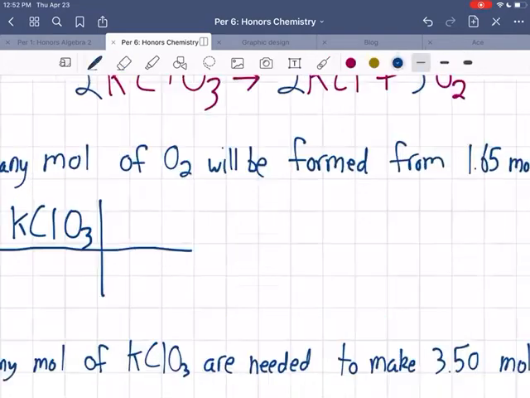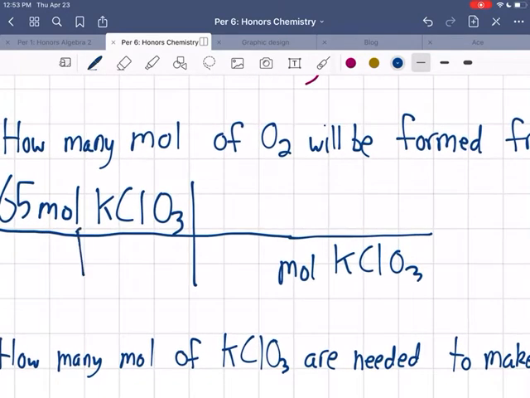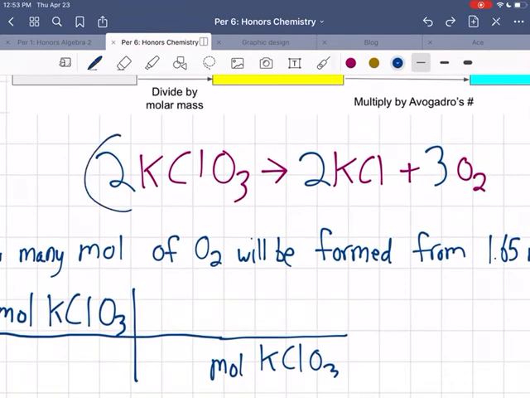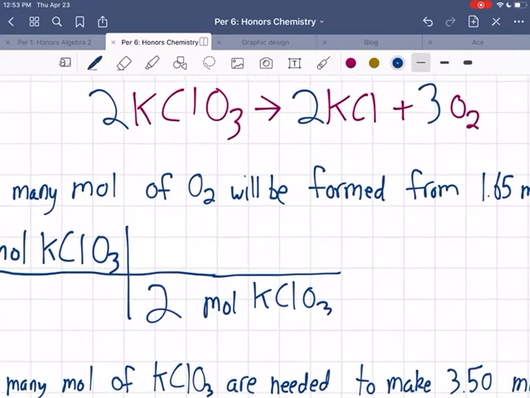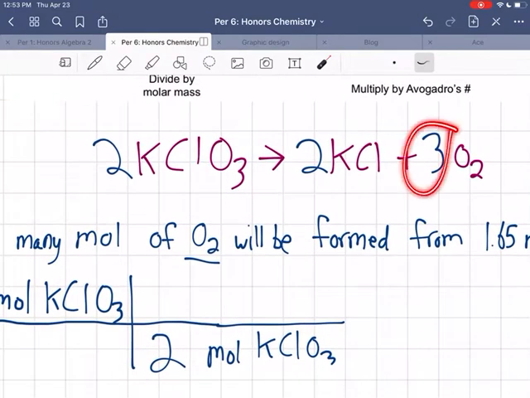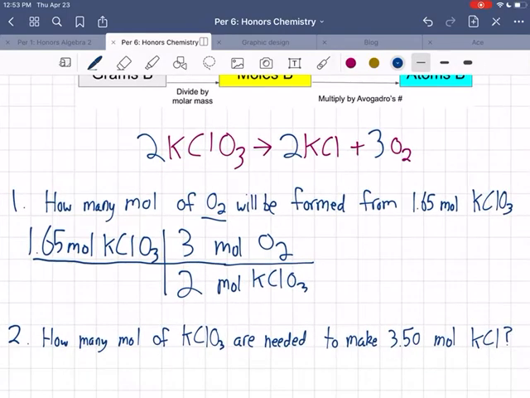Our units are moles of KClO3. And that is just right from here. How many moles of KClO3 are there in this equation? Well, that's just the coefficient out front. We have 2. All right. How many moles are we trying to get to? Well, we're trying to get to O2. How many moles does that have in the equation? That has 3. So we put our 3 up here, 3 moles of O2. Okay, we cross off the units that are going to cancel.